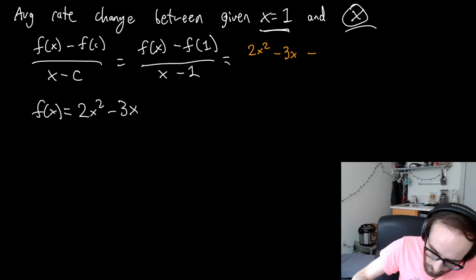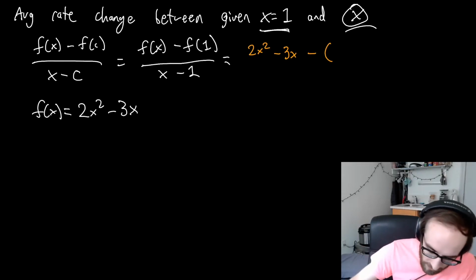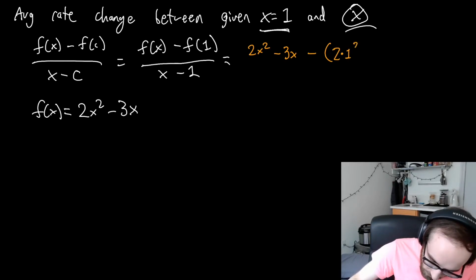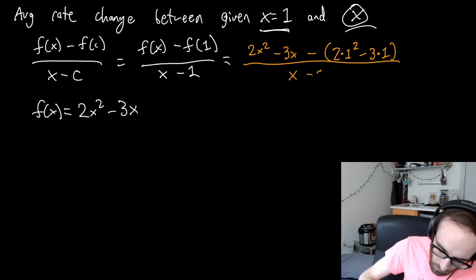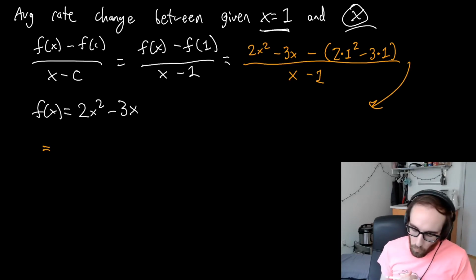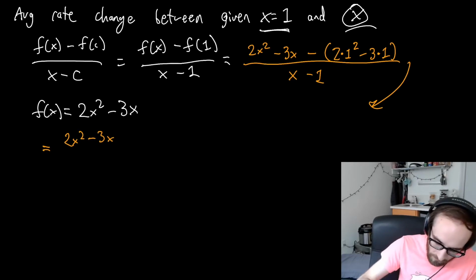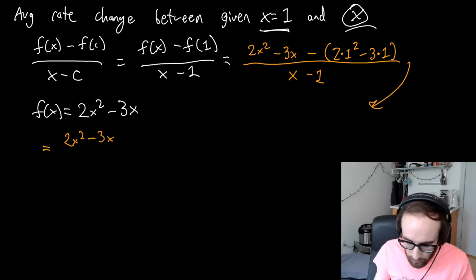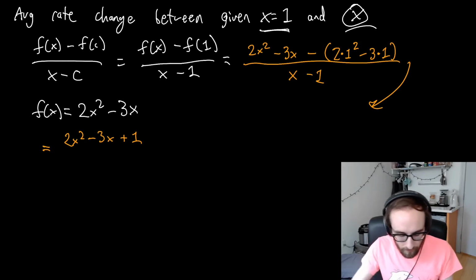So we have that, and then we're subtracting f of 1. And when I fill out f of 1, I'm going to put parentheses here just to make sure we subtract the entire expression. So 2 times 1 squared minus 3 times 1 all over x minus 1. So that denominator has not changed. Okay, so continuing along down here, we can simplify. We have 2x squared minus 3x. And then we end up with minus, we have 2 minus 3, so we end up adding 1 over here, all over x minus 1.